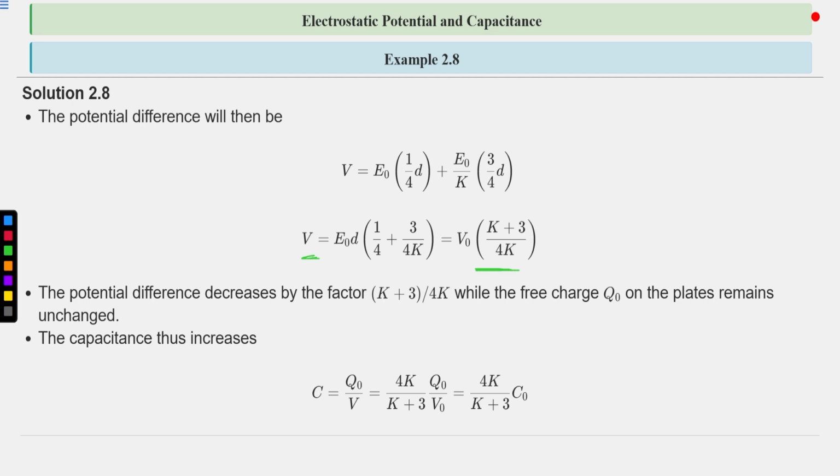So this is the value of the increased capacitance. Capacitance is increased whether the dielectric is completely fitted inside the capacitor plates or of small thickness. If there is a dielectric of any thickness between the plates, the capacitance will surely increase. But how much increase? It will depend on the thickness of the dielectric and the nature of the dielectric. So the capacitance will increase by the factor of 4K upon (K plus 3), and C naught is the capacitance with no dielectric between the plates.